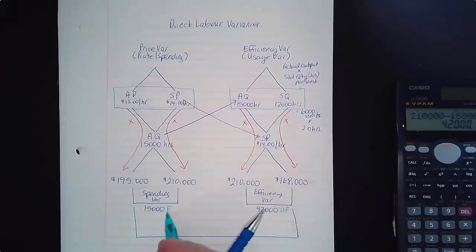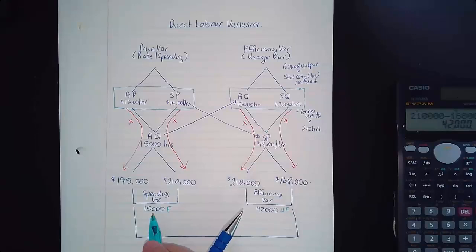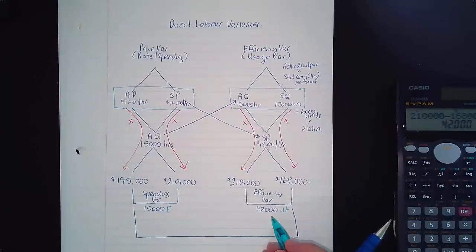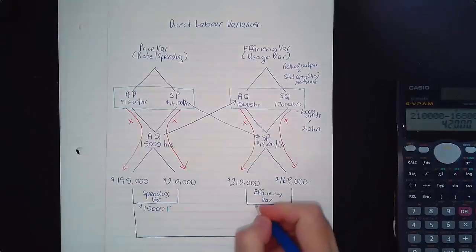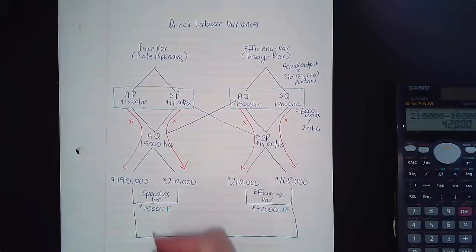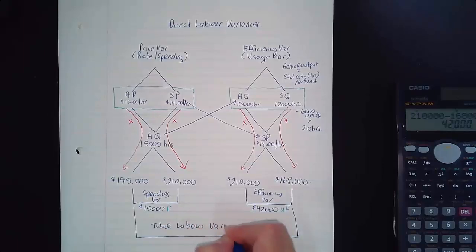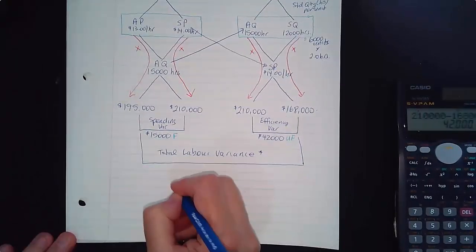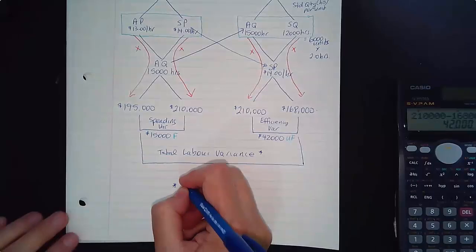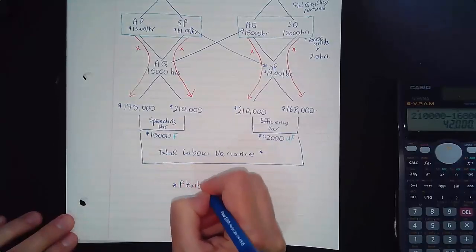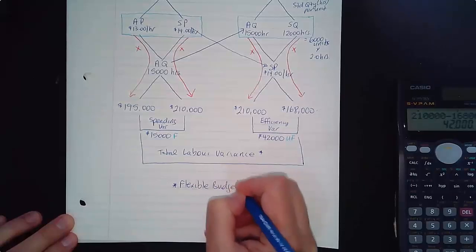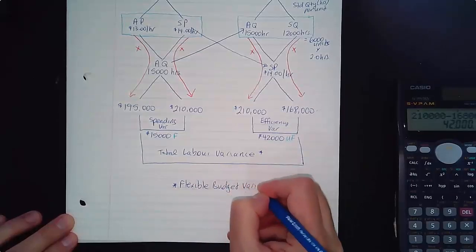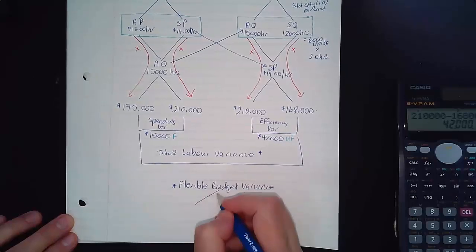So we've got a favorable variance for the spending variance of $15,000. We have an unfavorable variance for the efficiency variance of $42,000. Now, how do we calculate the total labor variance, which is also called the flexible budget variance? We can calculate this in two ways.